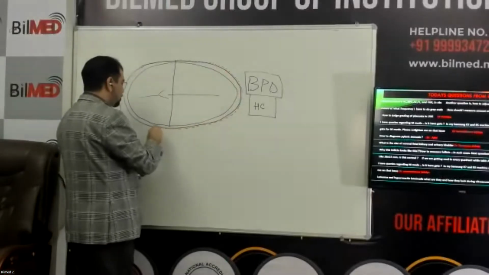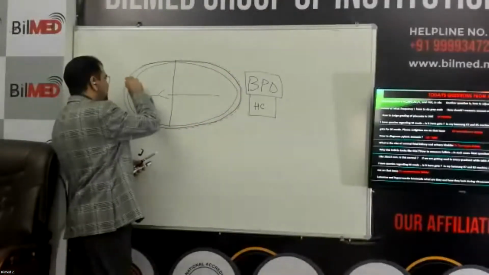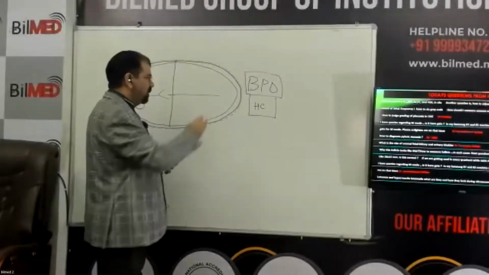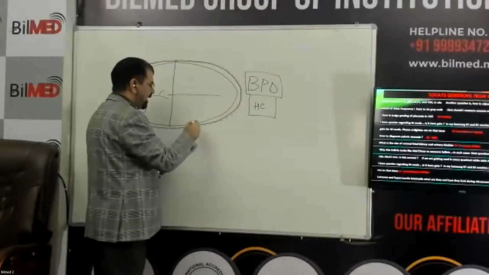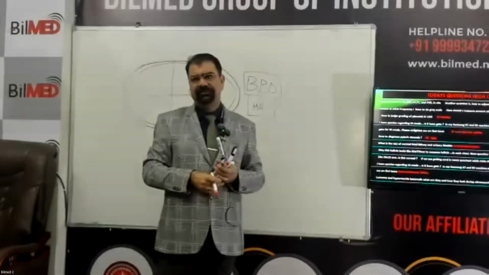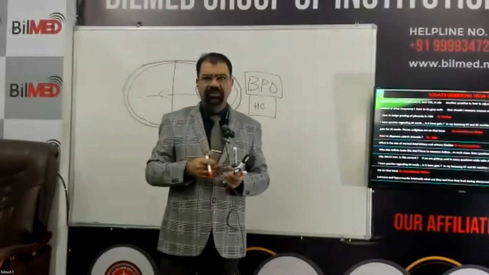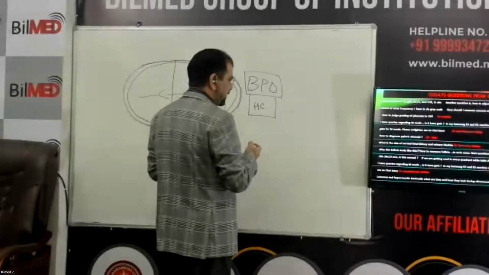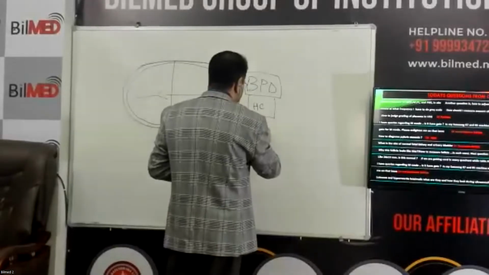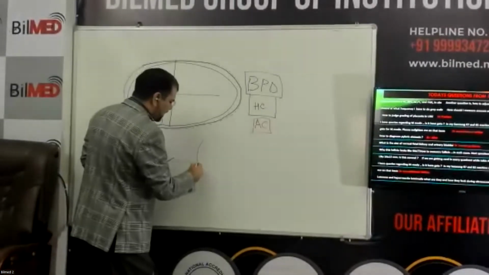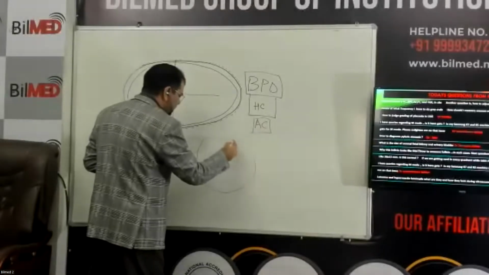So here, no outer to inner table. Here, I have to include the bones also. So for BPD, I have to measure, and for HC, I have to trace. Trace what? The whole of the fetal head, not one-sided bone, like I said in BPD. Now, abdominal circumference, AC. When I say AC, where to measure? I have to measure it at the level of the stomach.